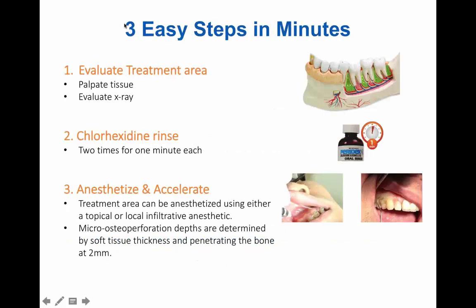All right, so again, there are 3 easy steps to performing this procedure. The first thing you want to do is evaluate the treatment area. You can use a Panorex, like I said, or bite wings are also great to use. Palpate the tissue. Feel the indentations in between the roots of the teeth. And using this diagram over here, you can either make a triangular pattern where you have 2 perforations in the apical region and 1 about mid-root, or you could do a vertical pattern of 3 perforations.